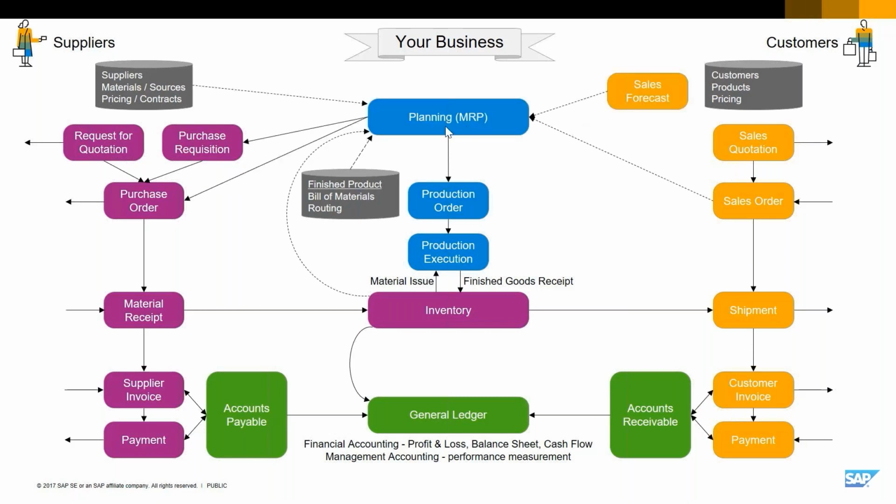Okay, next step is planning. So here this is a bit wide area. For running your business, you need proper planning. The planning can happen in the MRP area, which is material requirement planning. But what will be the base for this? Your sales orders and sales forecast.